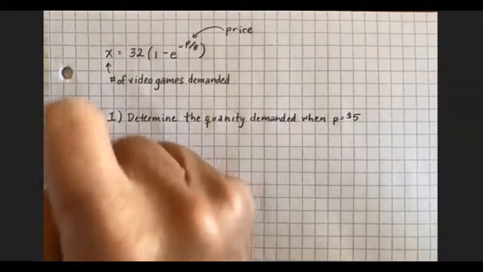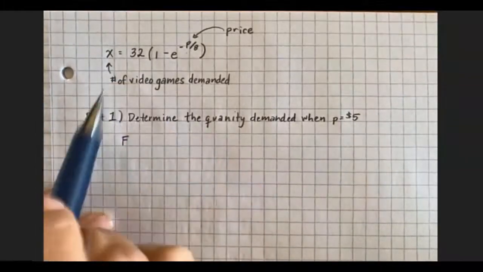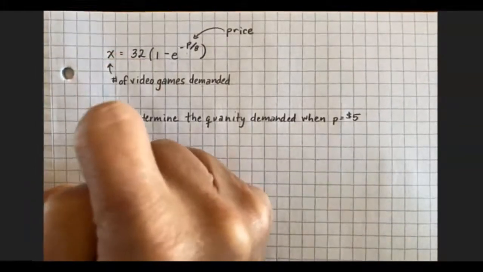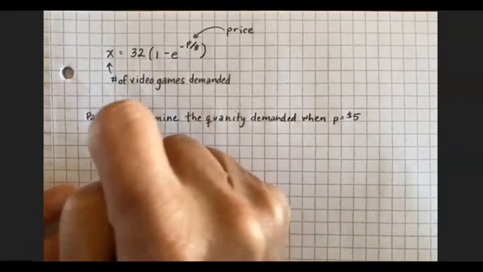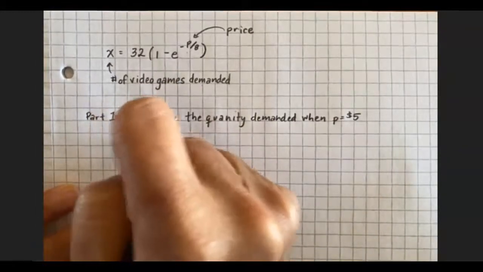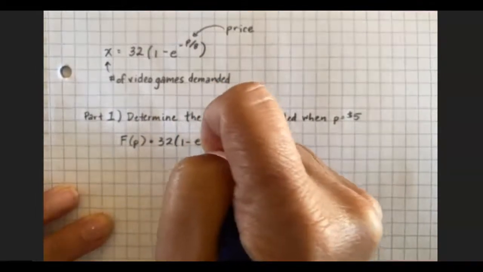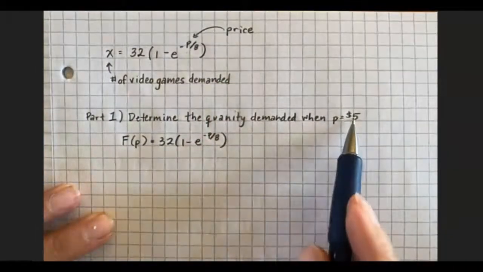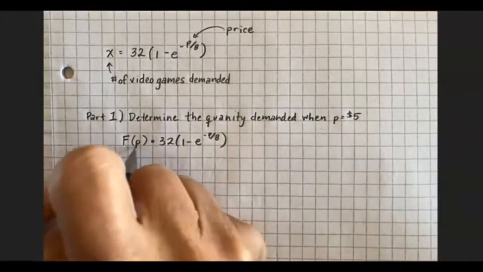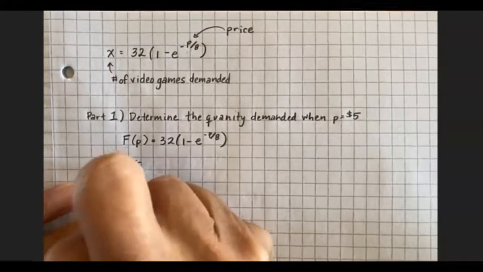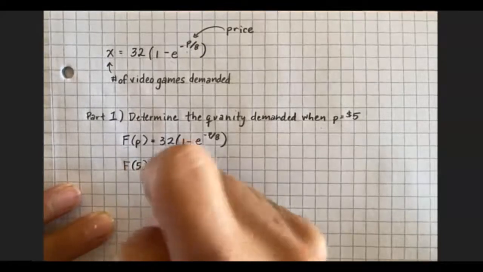So I'm going to call this f of p, this function here, because it's a function in terms of p. I'll just rewrite it here just to be extra thorough. And now I'm going to plug in 5 for p. So now instead of f of p, I'll call it f of 5. And I'm just plugging in 5.